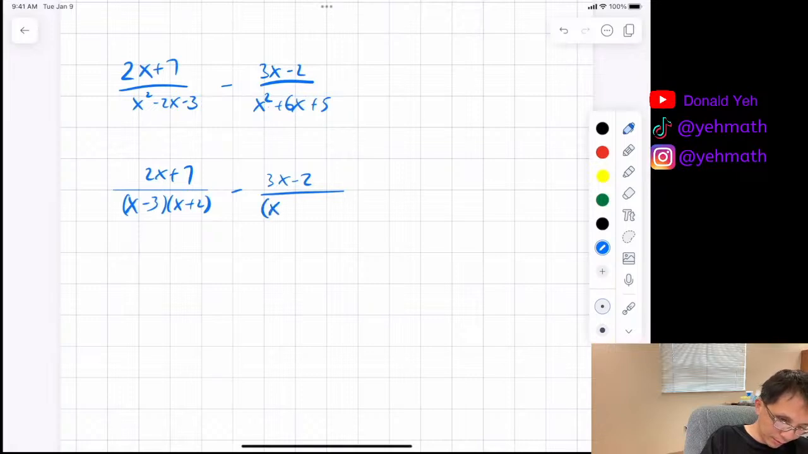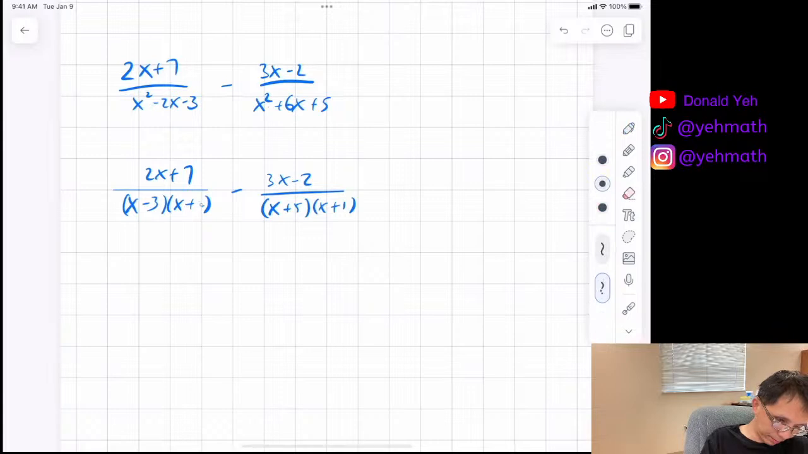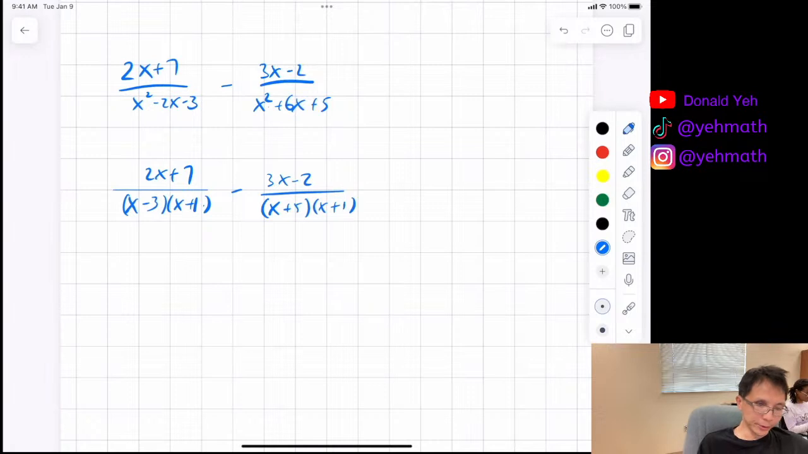Minus 3x minus 2 over x plus 5, plus 1. Oh, this is plus 1. Thank you. I was like, that looks weird. Okay, so yeah, that's the factoring.